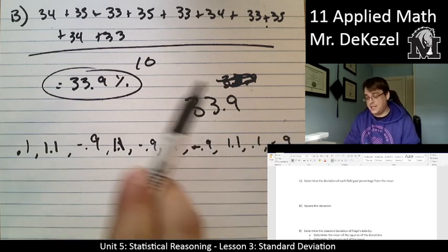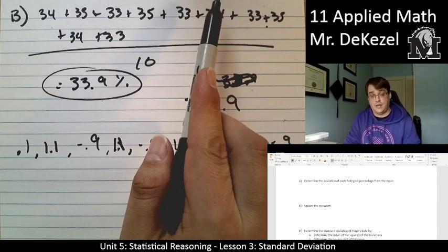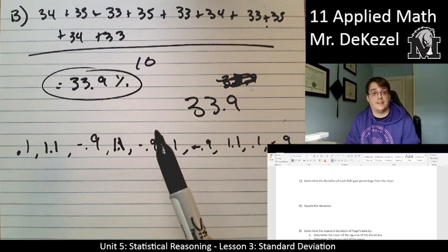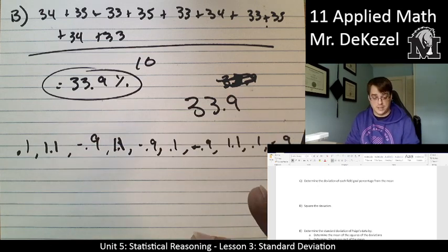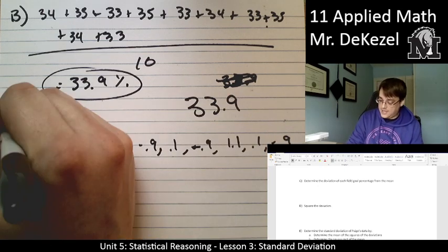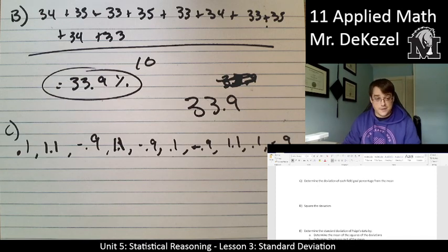So these are taking these values up here and subtracting the mean and getting the difference, or the deviation, between them. So that is C. The next step in finding standard deviation is to square all of these values.